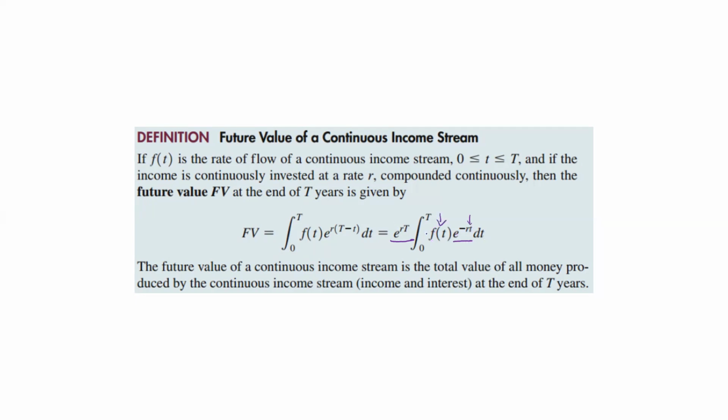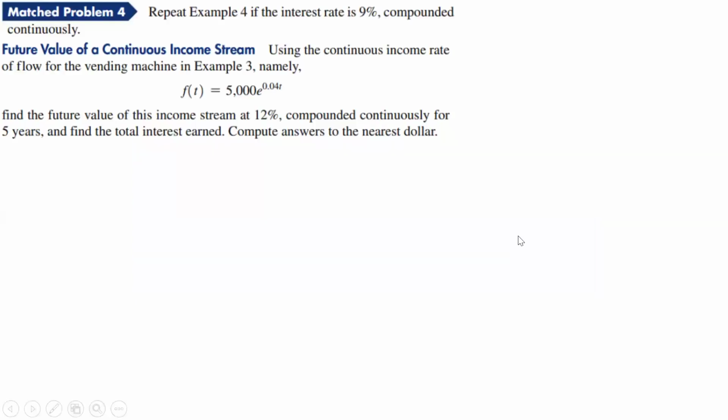And so this is going to be what we actually have to do the integration of to find our future value of the continuous income stream. Okay, so that's going to be kind of the key equation that we'll need to be able to solve this. So what do we have here?